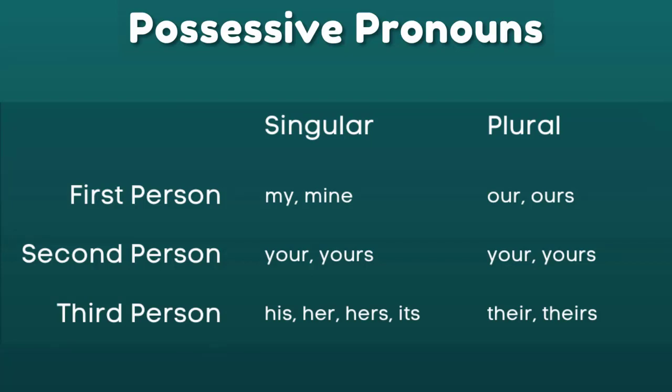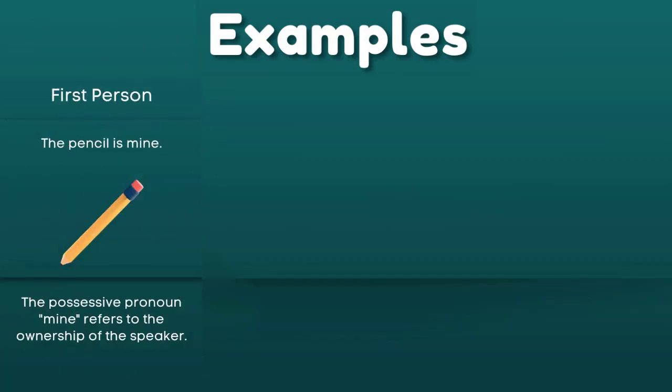Possessive pronouns plural. First person: our, ours. Second person: your, yours. Third person: their, theirs. Examples. First person: the pencil is mine. The possessive pronoun, mine, refers to the ownership of the speaker.